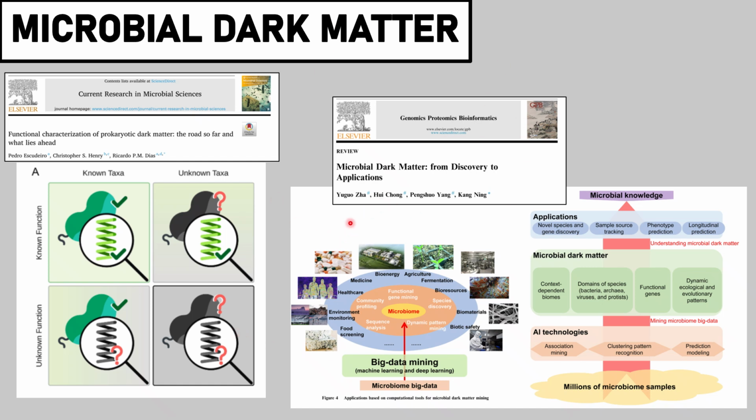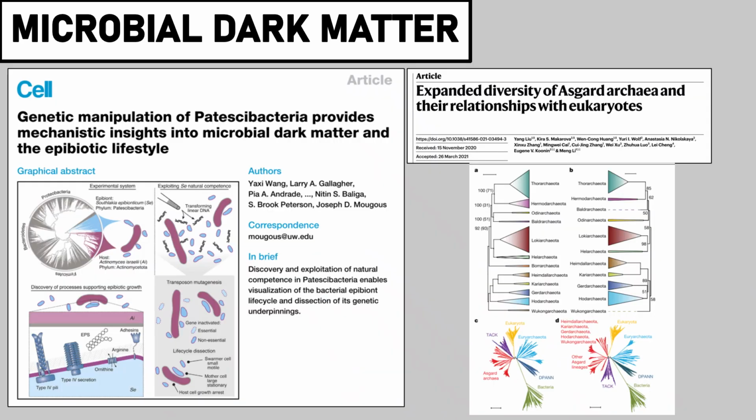And another helpful review from 2022, microbial dark matter from discovery to applications, shows why we should care about microbial dark matter, and how it might be involved in things like medicine, healthcare, biomaterials, etc. There are even more recent specific examples, like this paper from Cell about a Patescibacteria, which is what's called an epibiotic, meaning it lives not inside other organisms, but around a host bacterial species. This goes back to the fact that we couldn't culture these individually because they're never found without their host. So the only way to actually look at these in culture is to very painstakingly culture them together. And that's one of the reasons why we couldn't find them before.